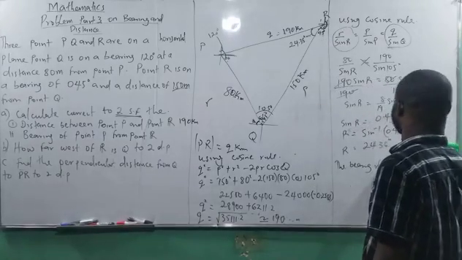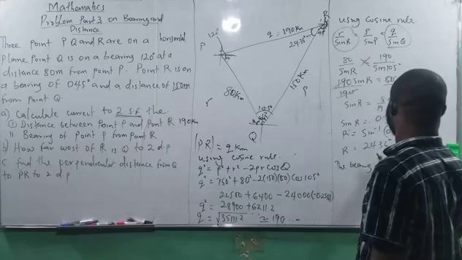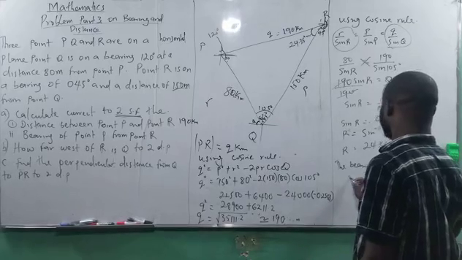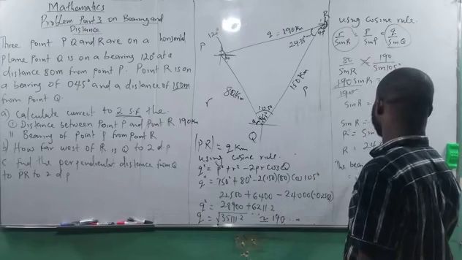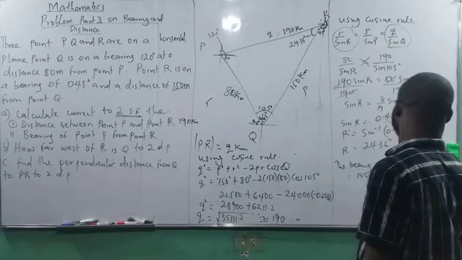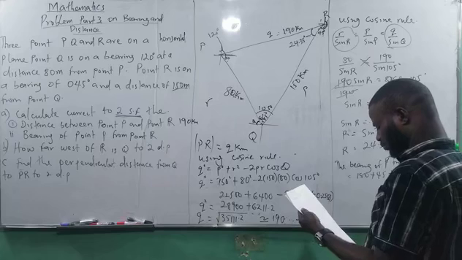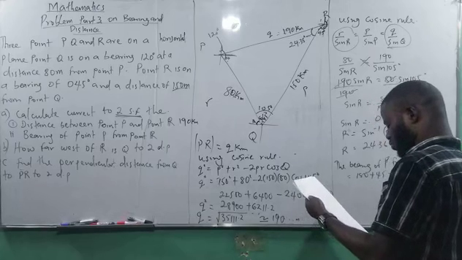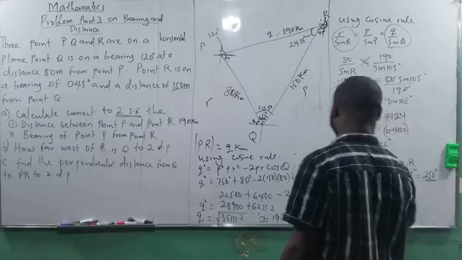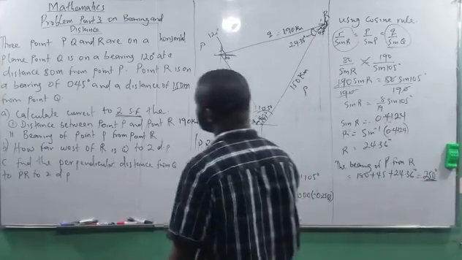The bearing of P from R will be equal to 180 plus 45 plus 24.36 degree, which I'll be having when I add them up. It will be equal to 250 degree. Now that will be two significant figures, 250 degree. It means the bearing from here to here is 250 degree, which is that.